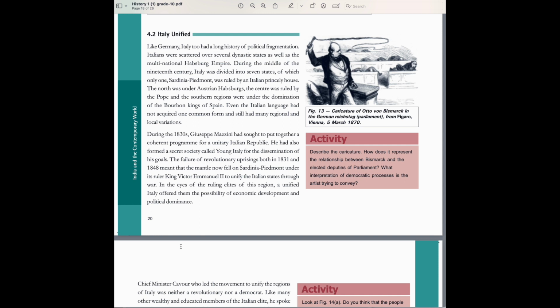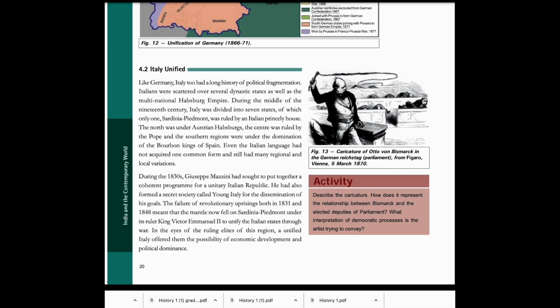The north was under Austrian Habsburgs, the center was ruled by the Pope, and the southern regions were under the domination of the Bourbon kings of Spain. Even the Italian language had not acquired one common form and still had many regional and local variations.